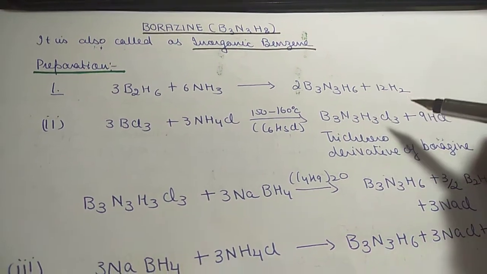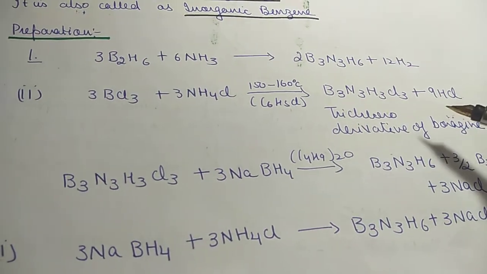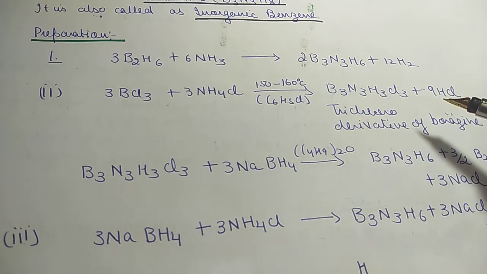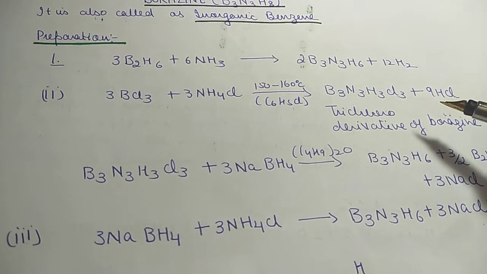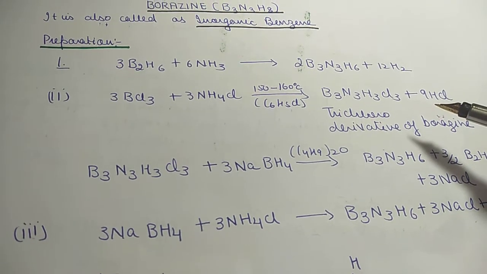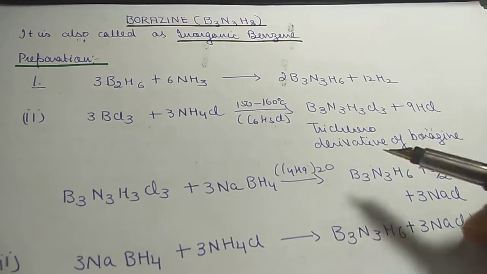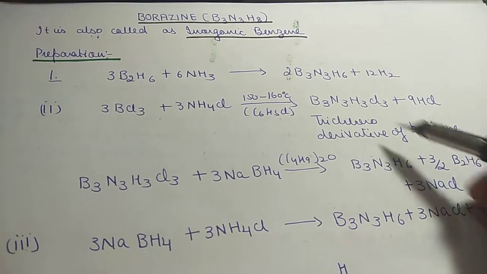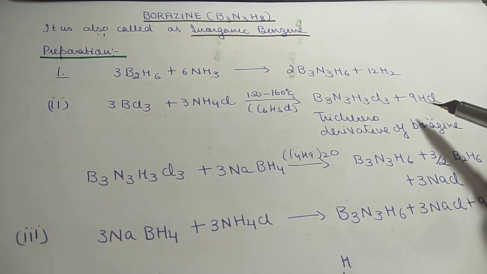B3N3H6 plus hydrogen. Then another method is from BCl3, by treating BCl3 with ammonium chloride at 150 to 160 degrees Celsius in the presence of C6H5Cl. We get the trichloro-derivative of borazine and HCl.